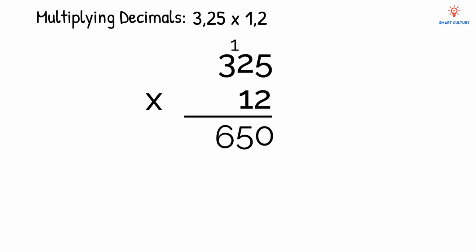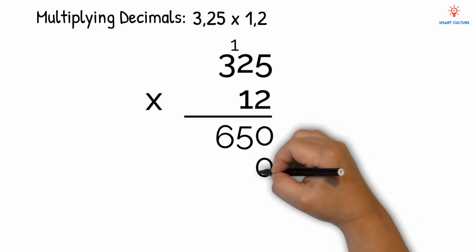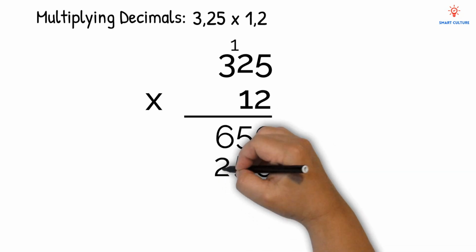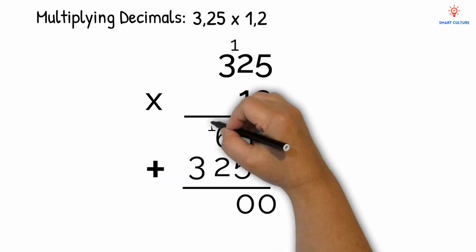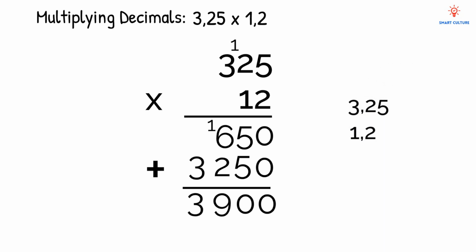When multiplying by the tens place digit, add a 0 at the end of the product because you're actually multiplying by 10. Step 3. Count the decimal places. Count the number of digits after the decimal point in your original problem. The total number of decimal places in your original problem will be the total number of decimal places in your answer. In this case, we have 1 decimal place in 1,2 and 2 decimal places in 3,25. So we have a total of 3 decimal places.